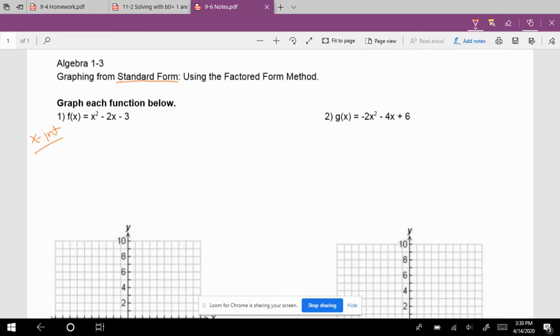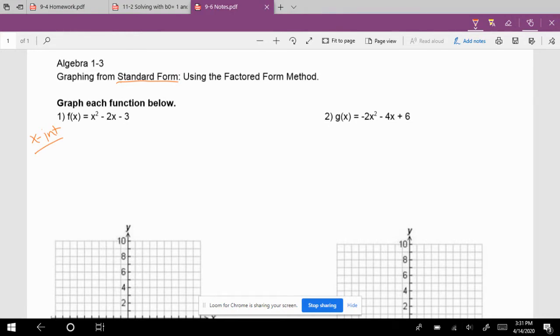Now that we know how to graph from factored form, we're going to start to get into standard form. Just remember, standard form is ax squared plus bx plus c. So you've got all the terms on one side, and you've got them in order from highest exponent to lowest. If you notice, problems 1 and 2 are in standard form.